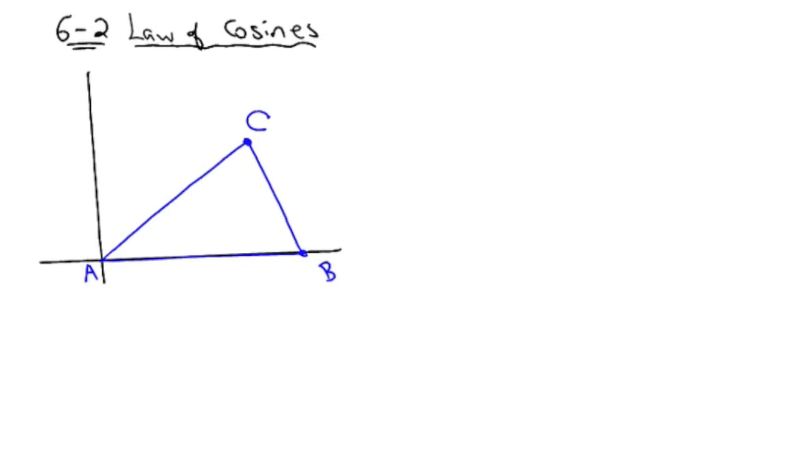So if this side is little c, the coordinate of point B is going to be c comma 0, because it's c units away from the origin. We're going to designate the vertex C as just plain old x, y, some point out in the coordinate system, first quadrant. And then A obviously is the origin 0, 0.